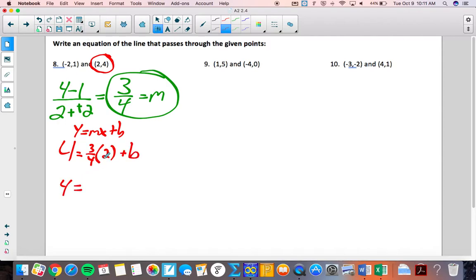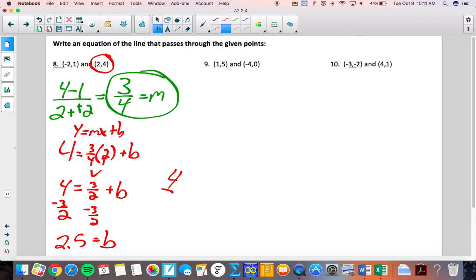And so we multiply the slope and the x value together, and we get 6/4, which is the same as 3/2, or 1.5. And now we subtract that off. Think of that as 1 1/2. So then you're left with 2.5.